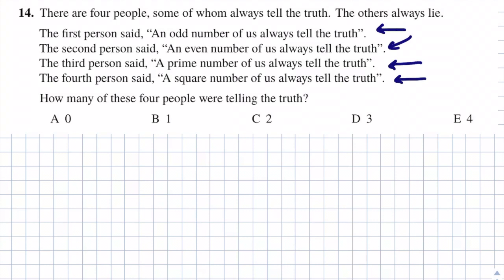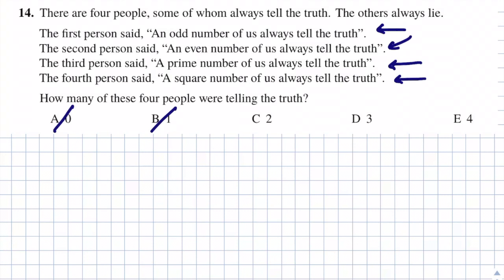Now, let's say one person was telling the truth. Well, if one person was telling the truth, 1 is an odd number, so the first person's statement would be true, and 1 is also a square number, so the fourth person's statement is also true. But that means 2 people are telling the truth. So that means we've got a contradiction. So it definitely can't be 0, and it definitely can't be 1.